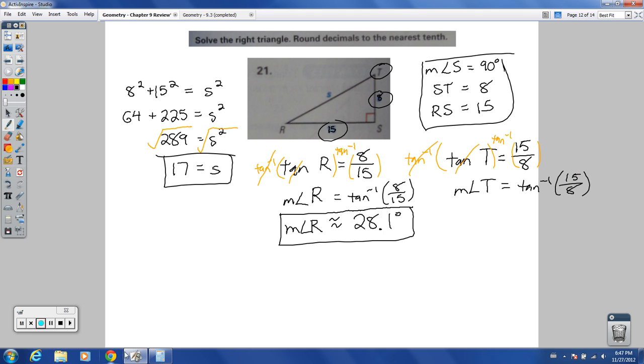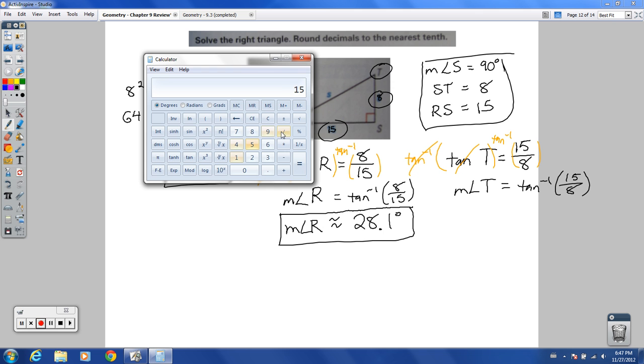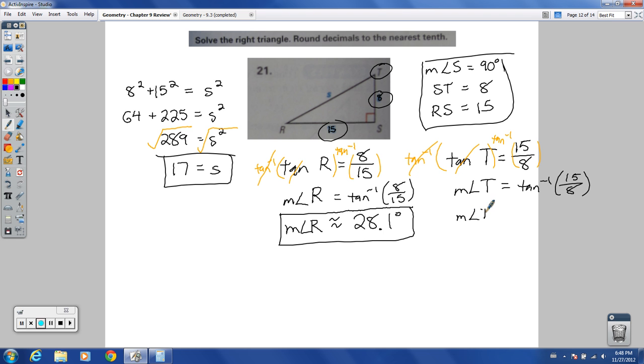Plug that into a calculator. Let's see what you get. 15 over 8 is that, and take the inverse tangent of that value. And oops, I went one step too far. Let's put that back in there. I didn't mean to take the inverse tangent twice. I did something else wrong there. What did I do wrong there? 15 divided by 8. Did not clear that completely. 15 divided by 8. Now let's take the inverse tangent again. There we go. So 61.9 degrees.